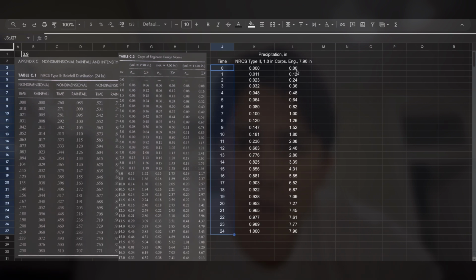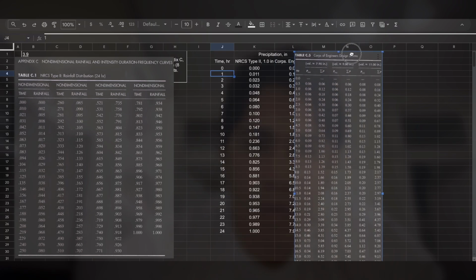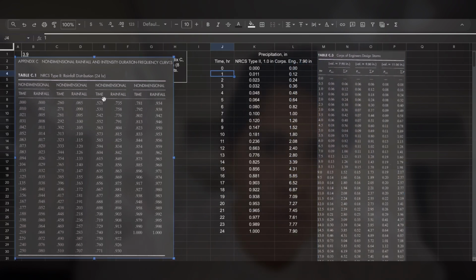For the Corps of Engineers, I already grabbed, let's say, the 0 hour is 0. This time is in hours. For the first hour, we get 0.12. First hour 0.12, second hour 0.24. I already copied all this in here. You have to do that on your own to make the distributions.